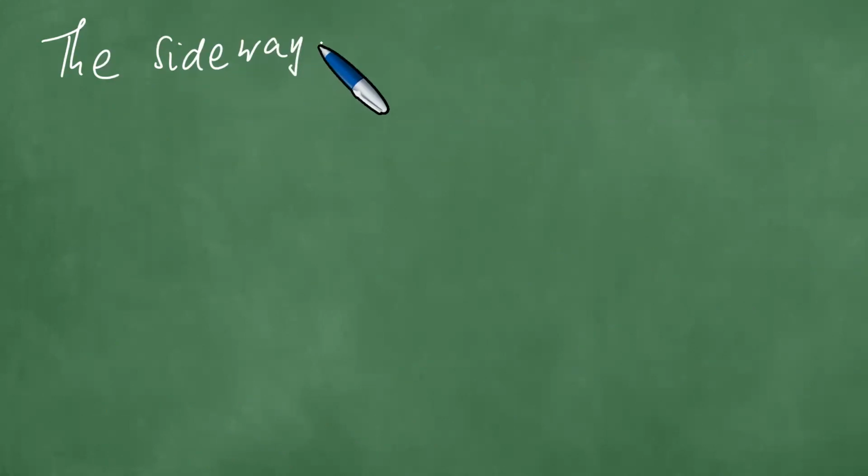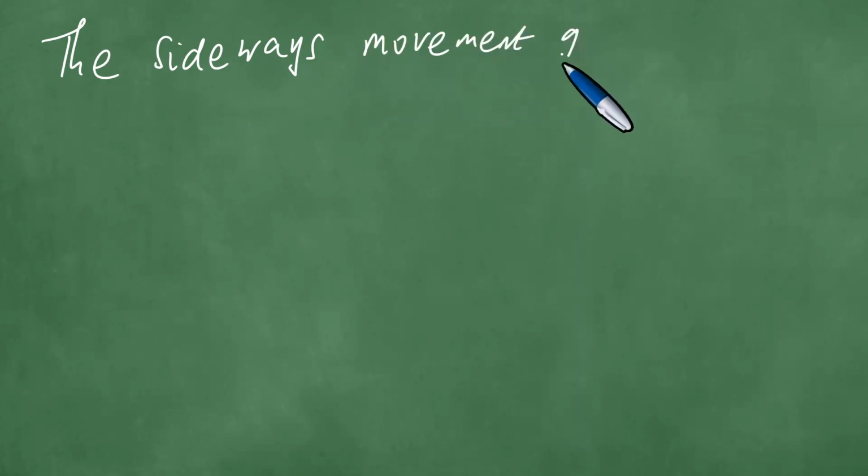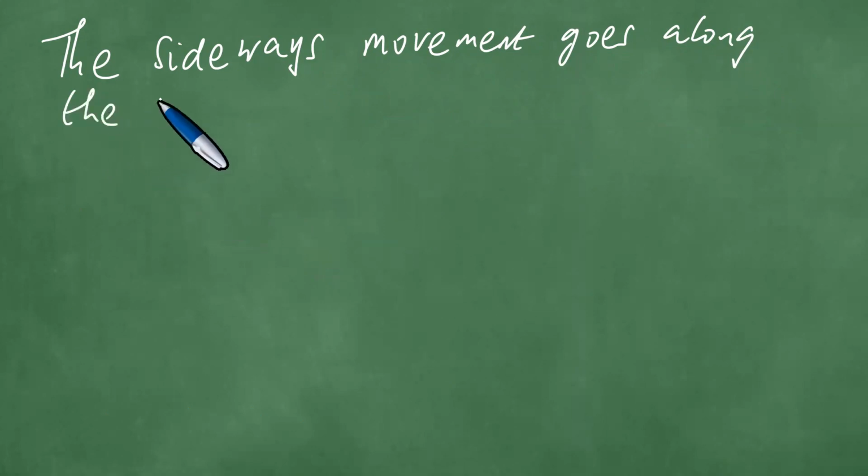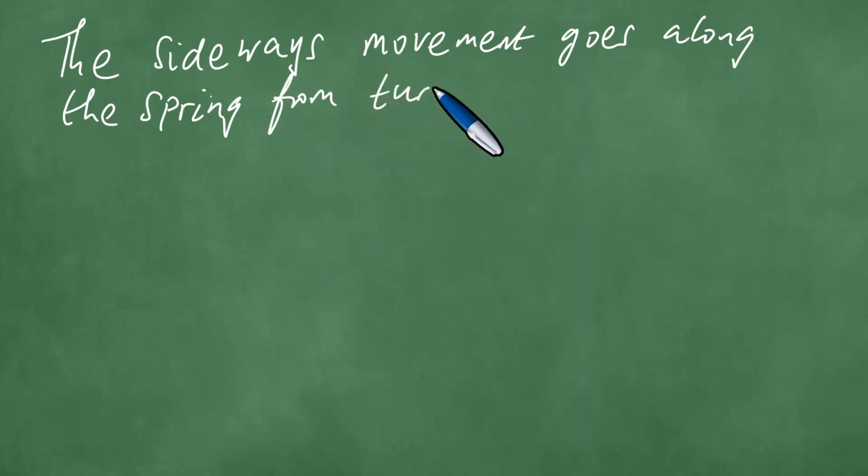And we proceed to then say the sideways movement goes along the spring from turn to turn.